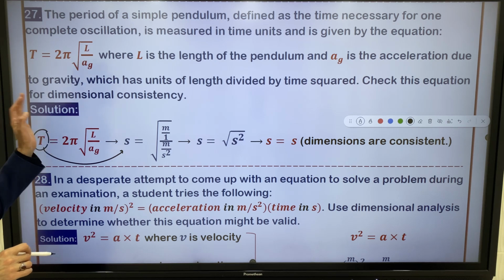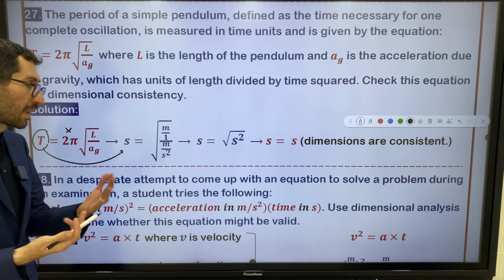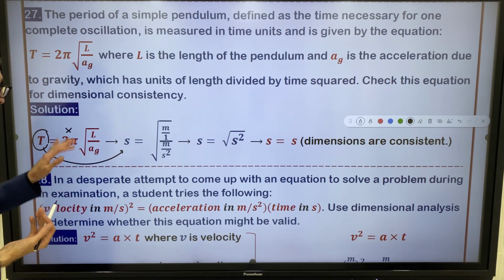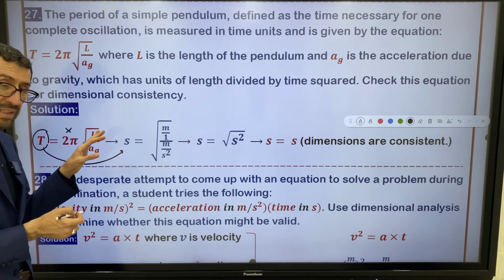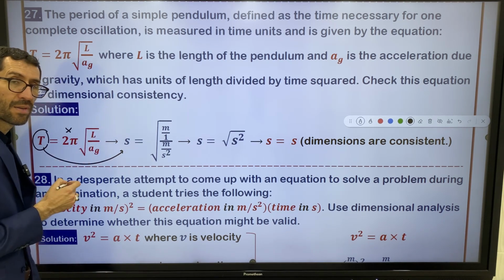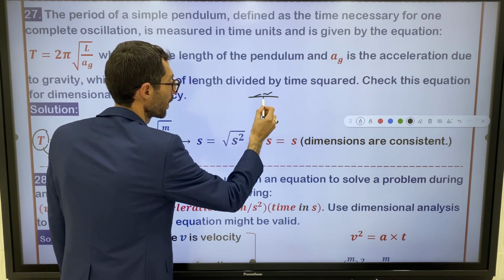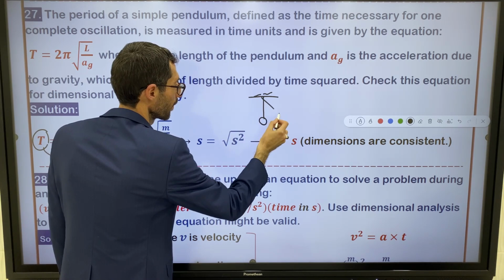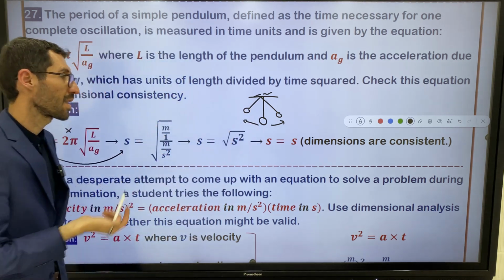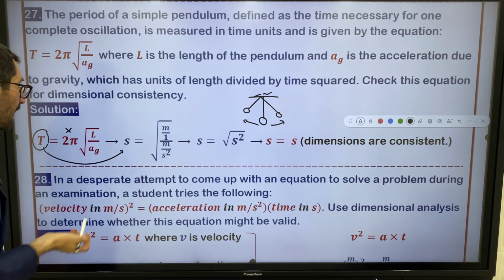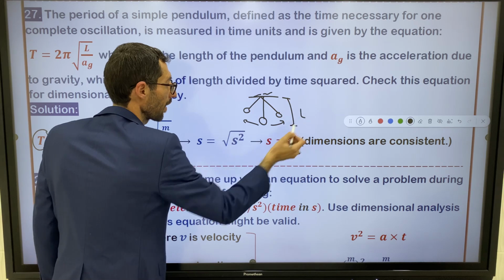2 pi, neglect 2 pi because fixed numbers have no dimensions. They have no units. Ignore it. Focus on the radical L over a_g. L means length of a pendulum. You know what a pendulum is. This is a pendulum. The pendulum vibrates back and forth. And L means the length of the pendulum, from here till here. This is the L.